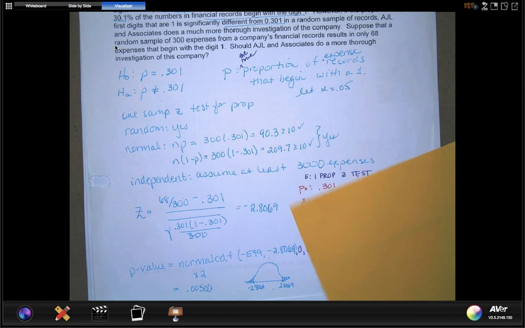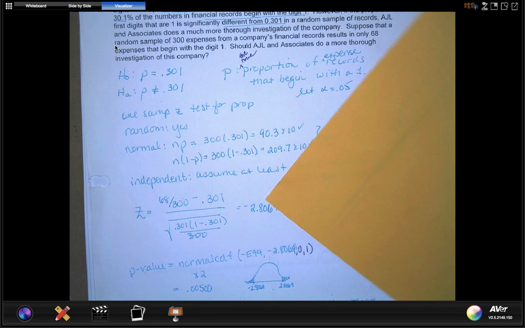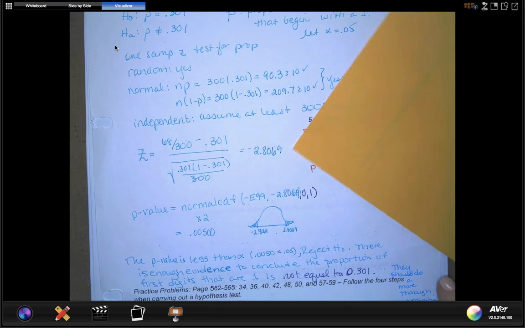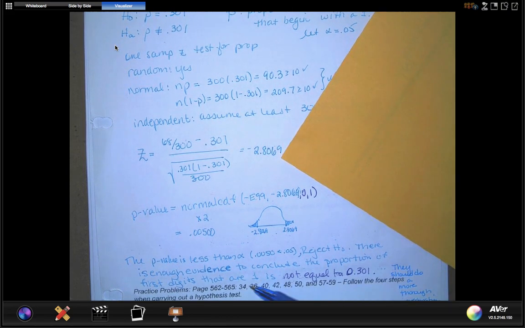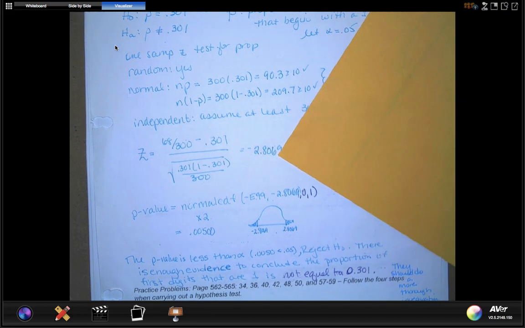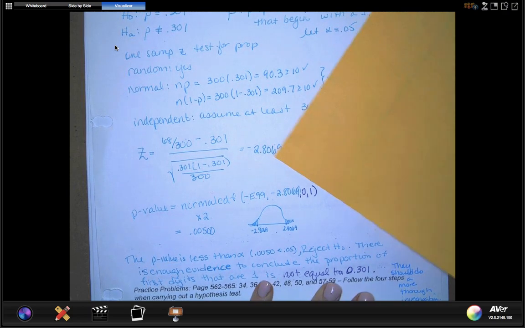And then I can conclude. So the p-value is less than alpha. There is enough evidence to conclude the proportion of first digits that are 1 is not equal to 0.301. So they should do a more thorough investigation. I just added that. So again, in this case, I rejected my H0, so I do have enough evidence to conclude HA.